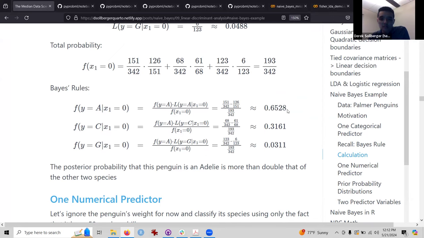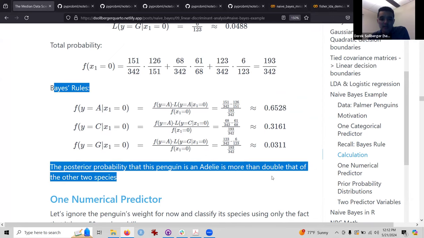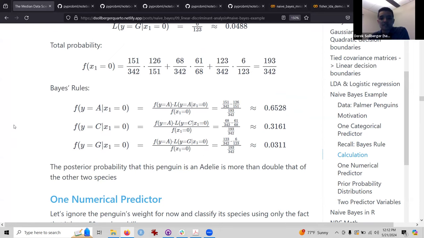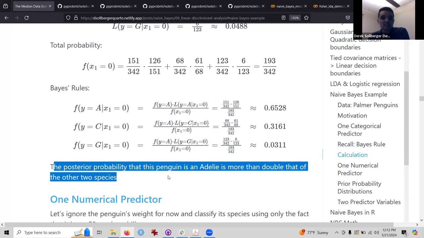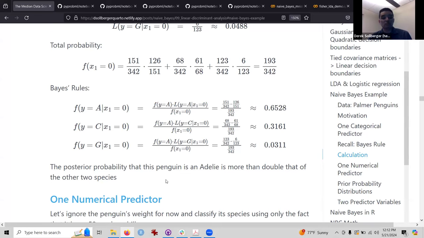Looking at the numbers on the right-hand side of this set of calculations, we have the posterior distribution for this scenario. And at this moment, we simply ask ourselves which one of those three numbers is the largest. By the way the calculations unfolded, our posterior probability is pointing towards the Adelie species of the penguins.